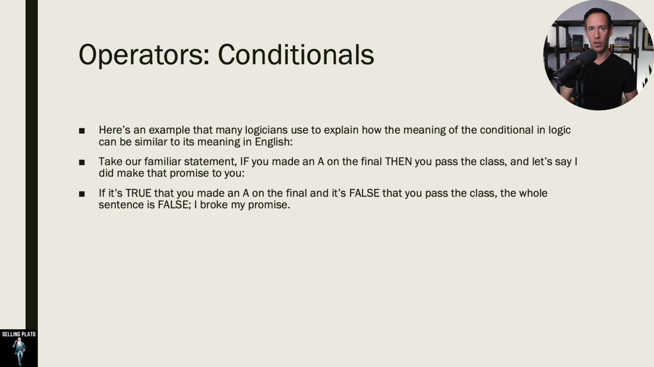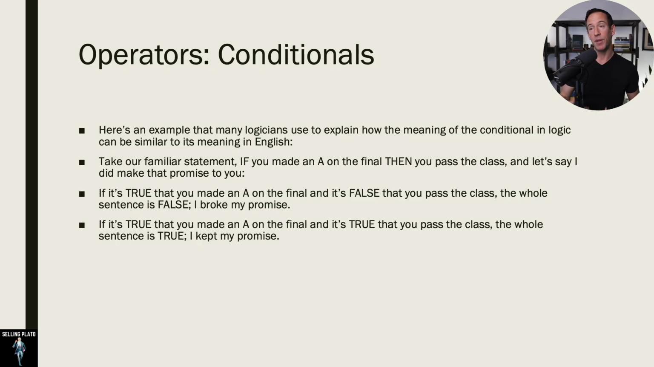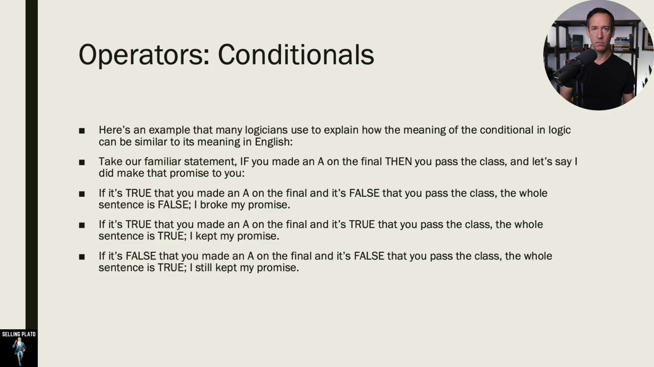So in that scenario, if it's true that you made an A on the final and it's false that you passed the class, well, then the whole sentence is false. I broke my promise. All right, so we know the first part because of the way the conditional works. If the first part is true, second part is false, the whole sentence is false. And in that sense, I broke my promise. But if it's true that you made an A on the final and it's true that you passed the class, the whole sentence is true. So in that sense, I kept my promise. Okay, what about if it's false that you made an A on the final and it's false that you passed the class?